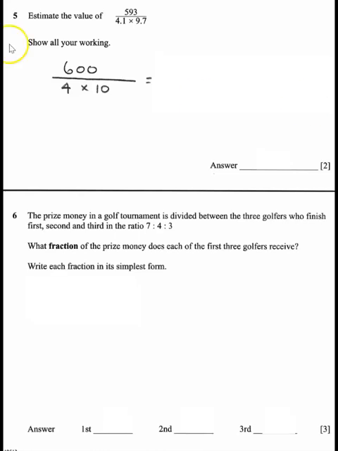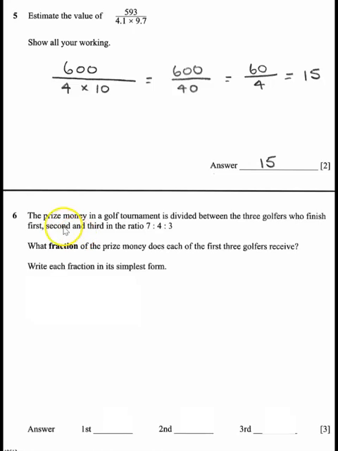The next point is we do the multiplication, so 4 times 10 is 40. And then we can divide top and bottom by 10, which then becomes 60 divided by 4. And when we do 60 divided by 4, it should be 15. So the answer to this one is 15.